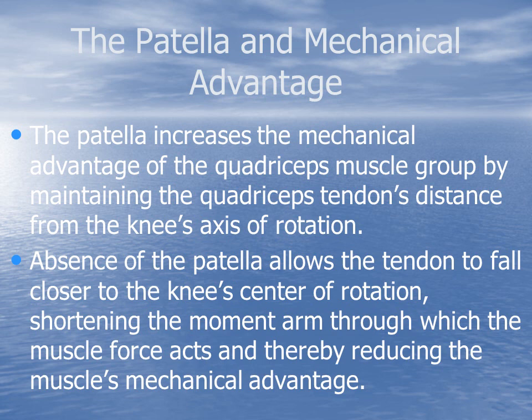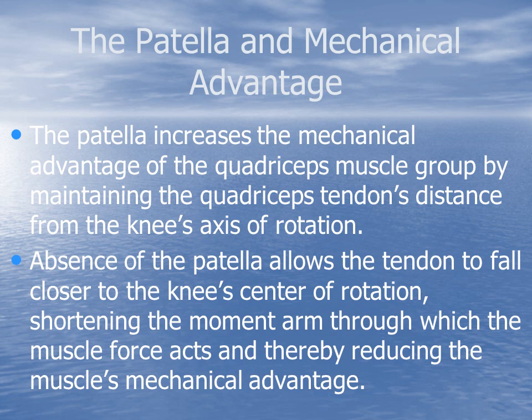So consider the patella. The purpose of the patella is to increase the mechanical advantage of the quadricep muscle. And it does that by maintaining the distance of the quadricep tendon from the knee's axis of rotation as the knee goes through various ranges of motion, from complete flexion to complete extension. And it's the job of the patella to maintain the moment arm through which the quadricep muscle acts.